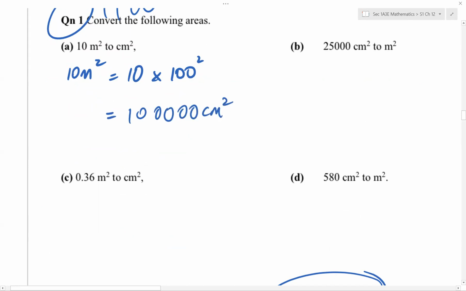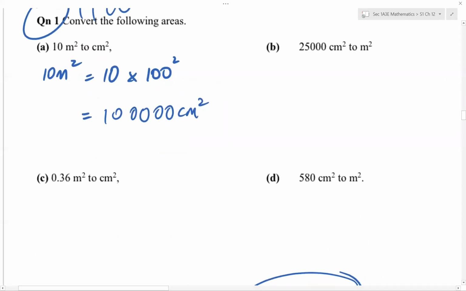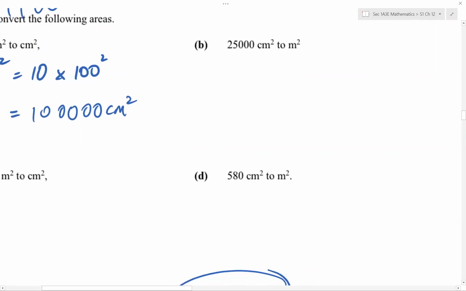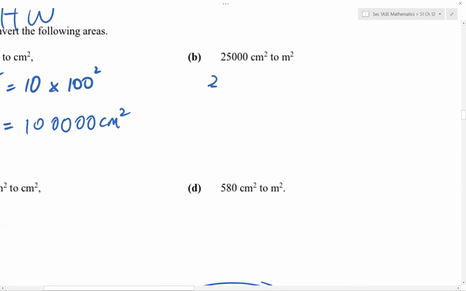Okay, check our work. Next, part B, 25,000 square centimeters. Yes? The entire set of notes.